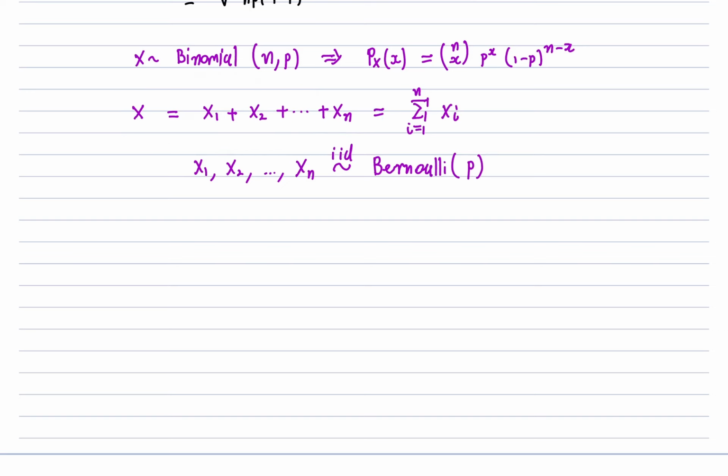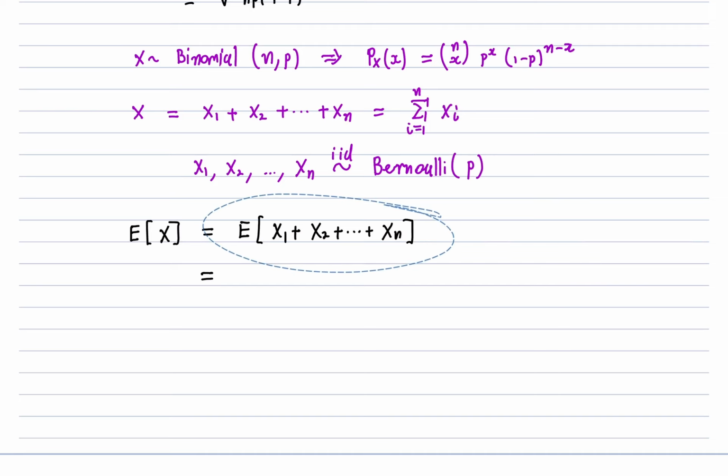So, using this method, we're going to have the expected value of x is equal to the expected value of x1 plus x2 plus ... plus xn. Now, using our rules of expectation, the expected value of a sum is in fact equal to the sum of all the expected values: expected value of x1 plus expected value of x2 plus ... plus expected value of xn.